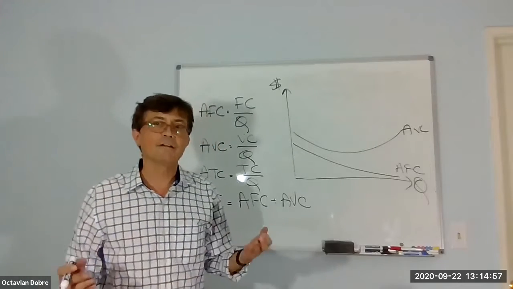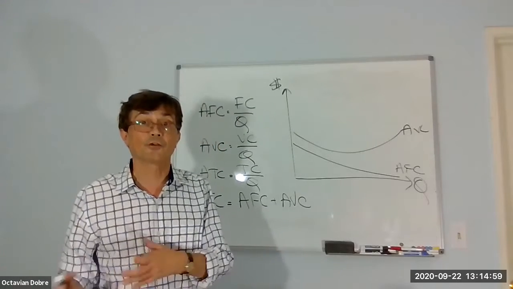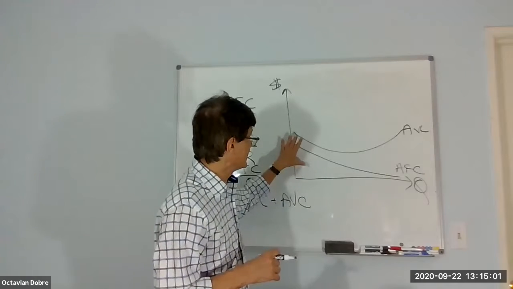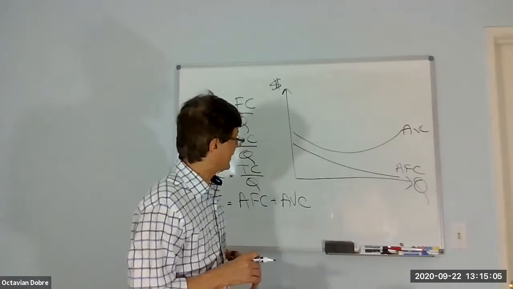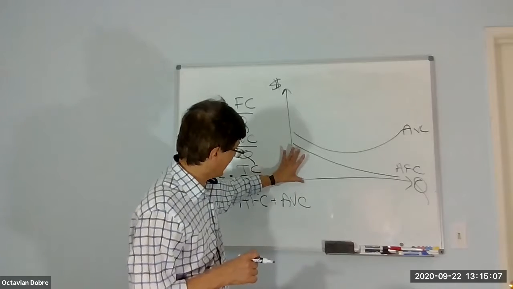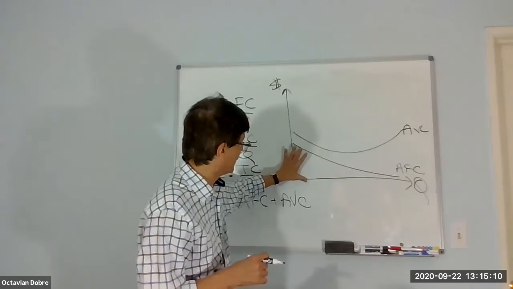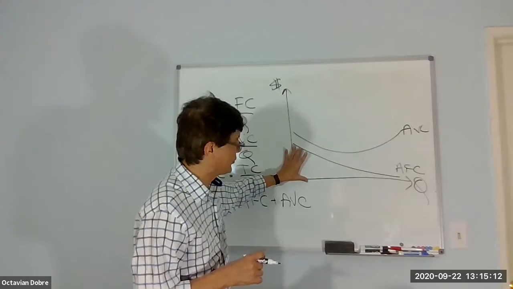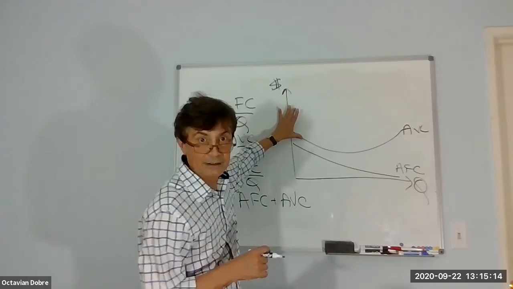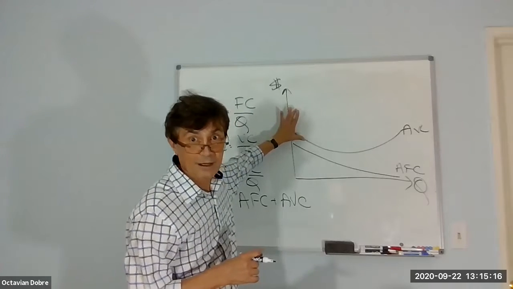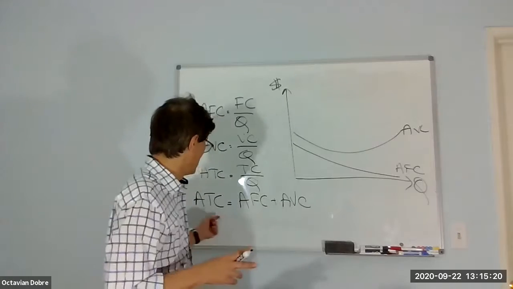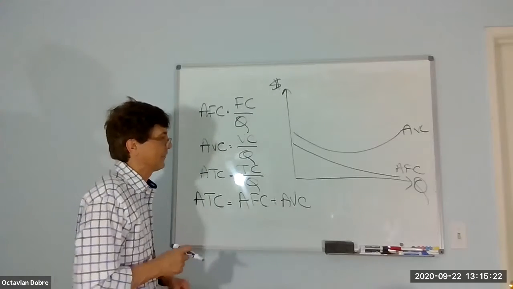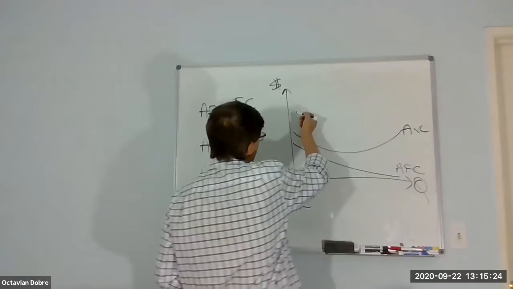And now, if we want to take a look at the average total cost, all we have to do is add up the value of the average variable and the average fixed. So at each and every output level, I'm going to put the value of the average fixed cost on top of the average variable cost, and I'm going to have the value for the average total cost, because we know that average fixed plus average variable equals average total. So it's going to look kind of like this.